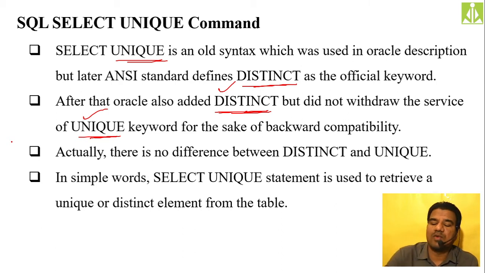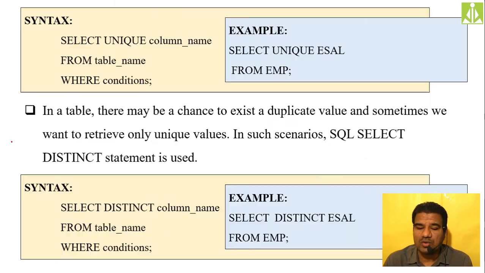And for what purpose are we using this unique? To select the unique values or distinct values from a particular column. Okay, from a particular column. So quickly to understand, yeah, this is the syntax. This is the syntax to use your unique or distinct.